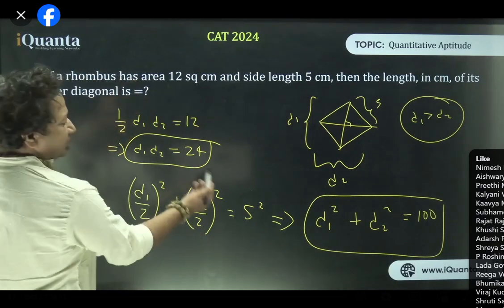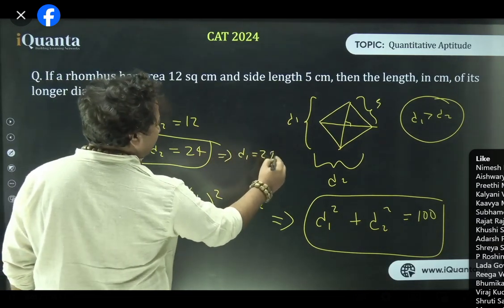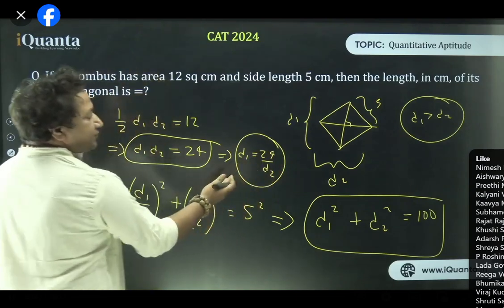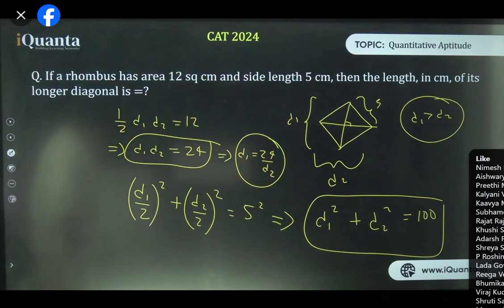Okay, so there are various ways to solve it. We can do one thing. We can just replace d1 with 24 by d2 and place the value of d1 in terms of d2 over here and solve it for d1 and d2, right? That is one way. There are various ways to solve the question, right? d1 plus d2 whole square can be done. Yeah. Whatever you want to do, you can do it. Multiple ways, right?